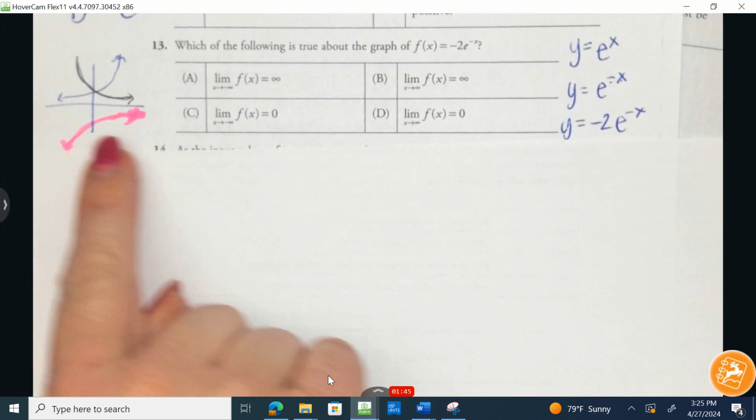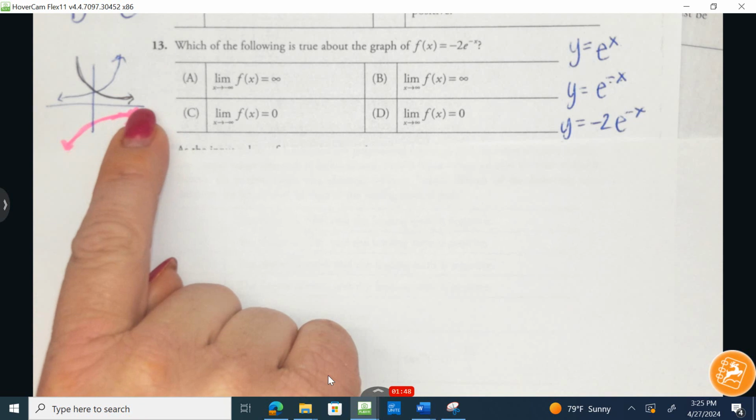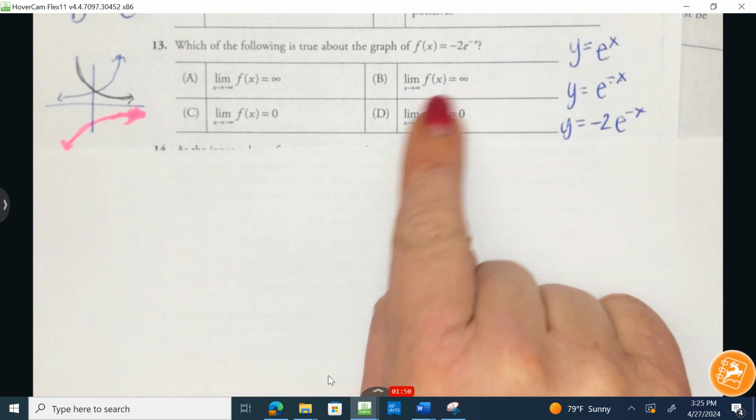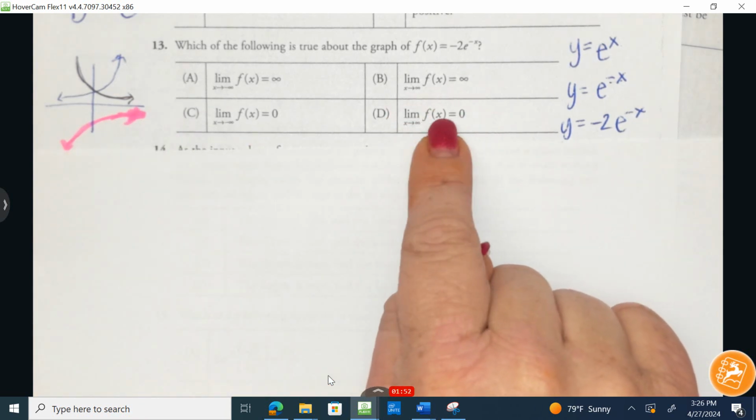And so we know as it goes to the far right, it's approaching y equals 0. So as you go to the far right, it's approaching y equals 0. Correct answer is D.